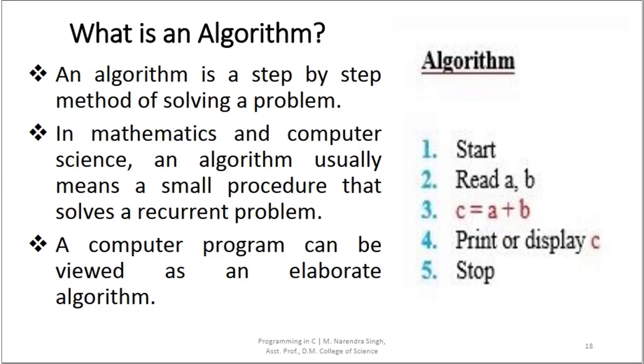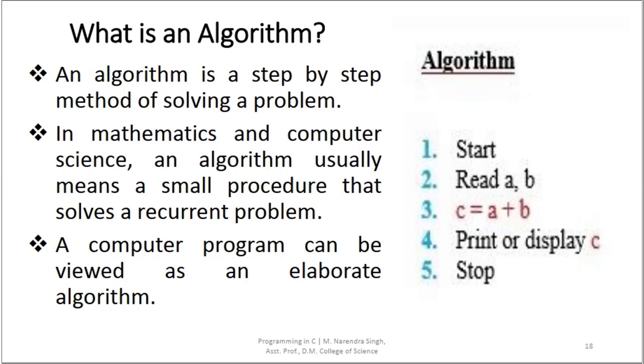An algorithm is a step-by-step method or procedure of solving a problem or doing a task. We can view a computer program as an elaborate algorithm, a very long algorithm. Where do we use algorithms? In mathematics and computer science, we usually use algorithms to solve a recurrent problem.